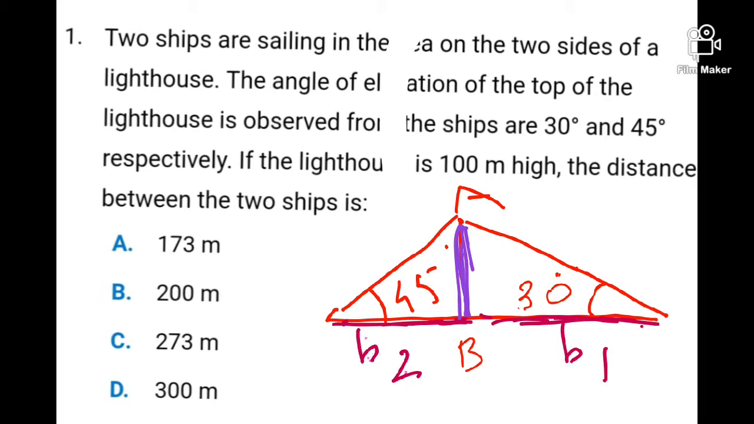Here AB is the lighthouse and B2 is the distance from the lighthouse to a ship, and B1 is the distance from another ship to the lighthouse. Now the angles are given to be 45 degree and 30 degree. We have to find B1 plus B2.